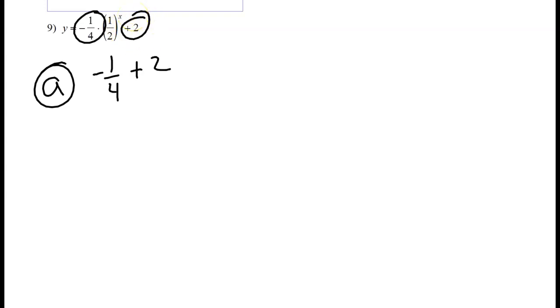All right, so what is negative 1/4 plus 2? Well, I say go ahead and just change it to a decimal and use your calculator. If you just do 1 divided by 4, you're going to get 0.25. And so we have negative 0.25. And then if I add that using my calculator, once again, I get 1.75. If you could do that mentally, that's awesome, but feel free to use your calculator. But there's my y-intercept. It's 1.75.